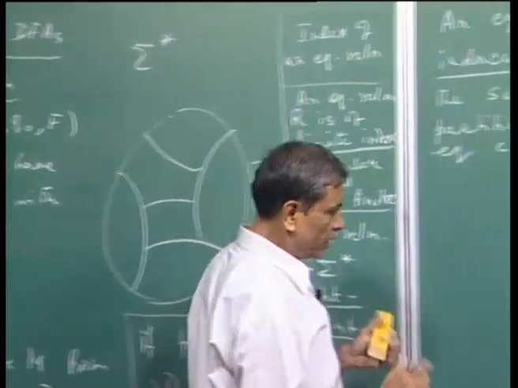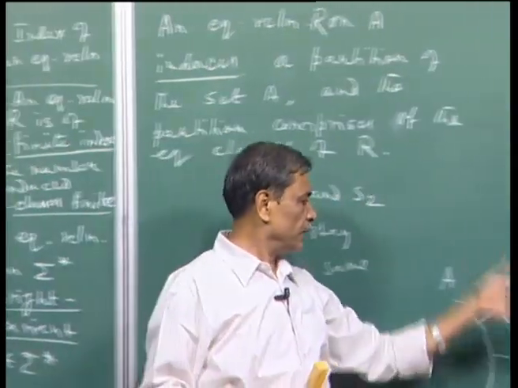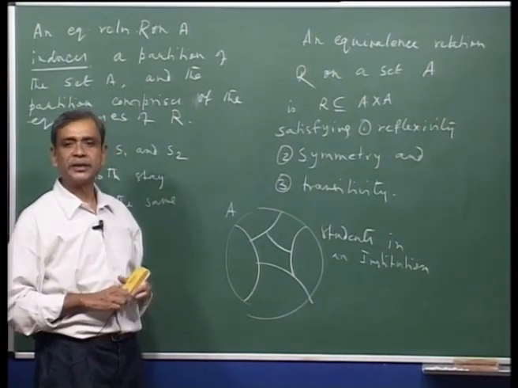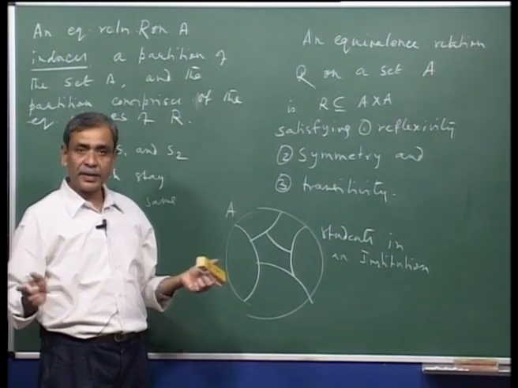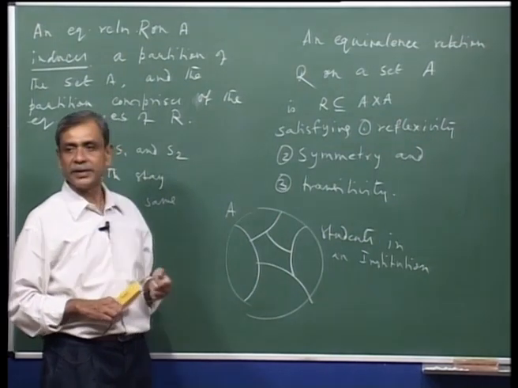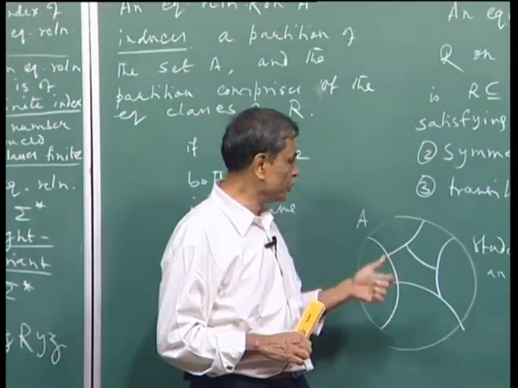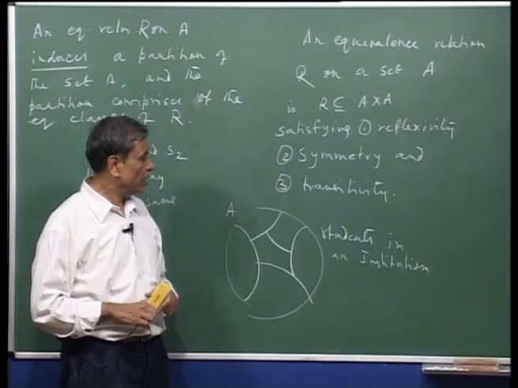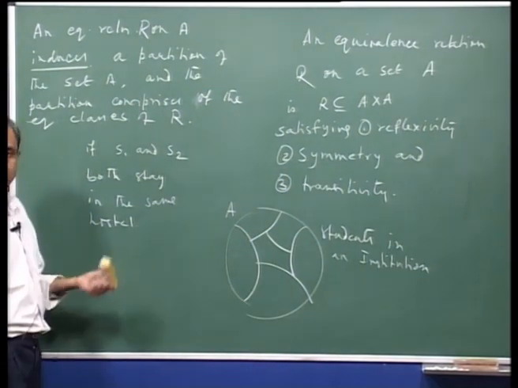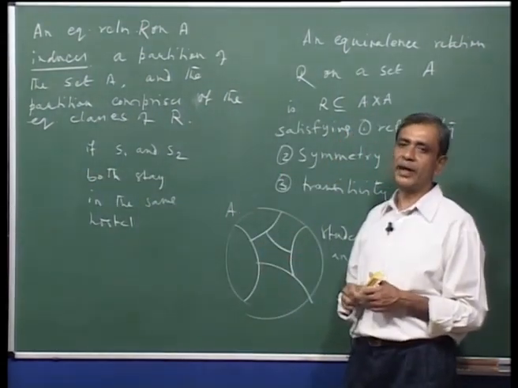What it is saying is that you start with an equivalence relation that will partition the set on which the relation is defined into a number of equivalence classes, and this number could be finite, it could be infinite. If it is finite, then we say the relation is of finite index. Clearly, in this example, the students in an institution and their being in the same hostel is our relation. Since the number of hostels in an institution is finite, this relation is of finite index.